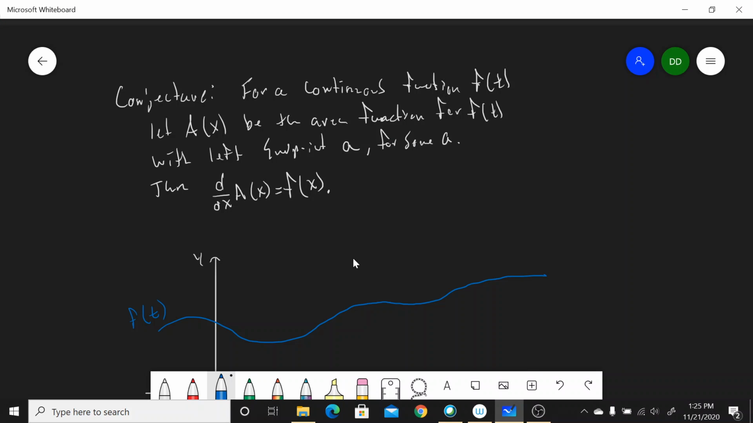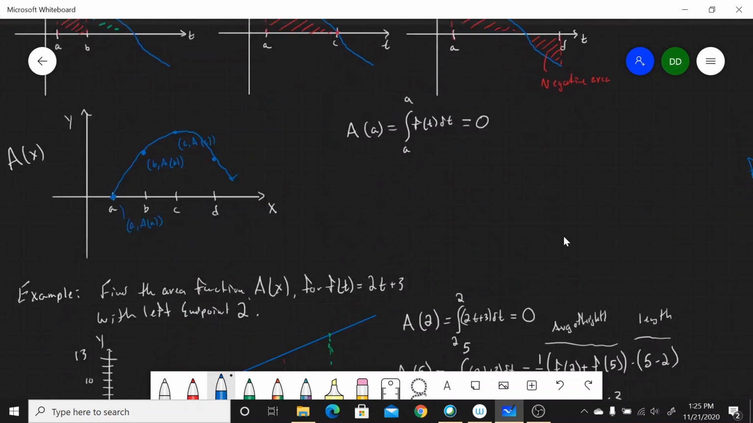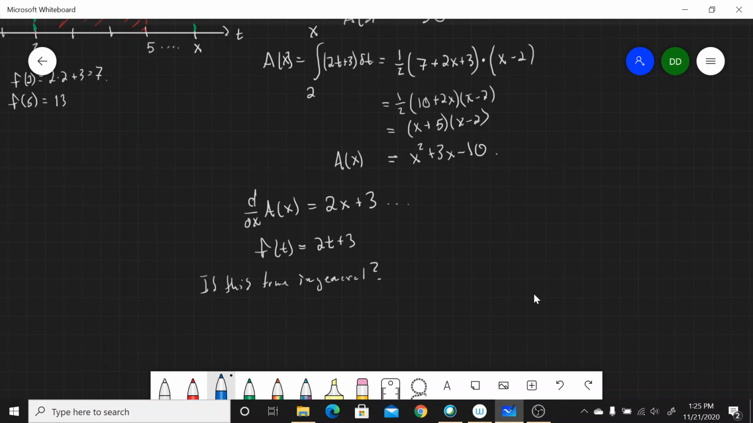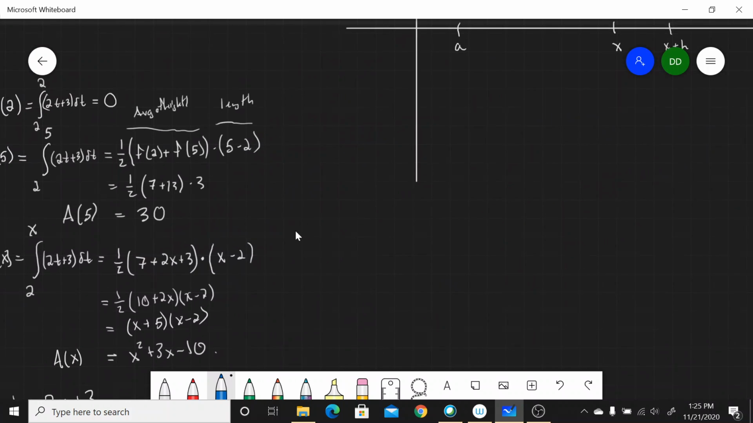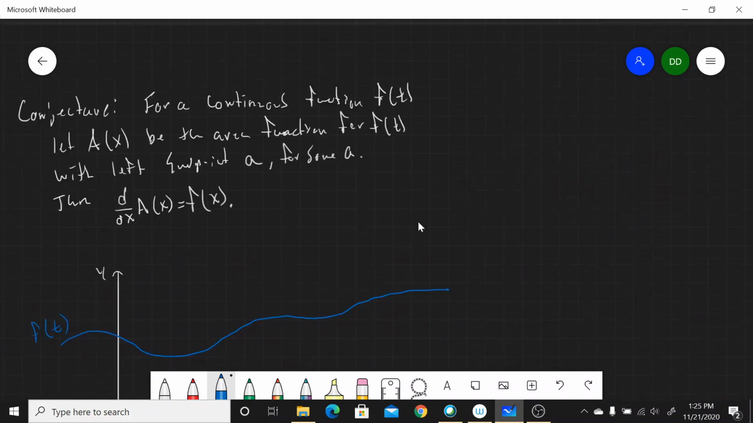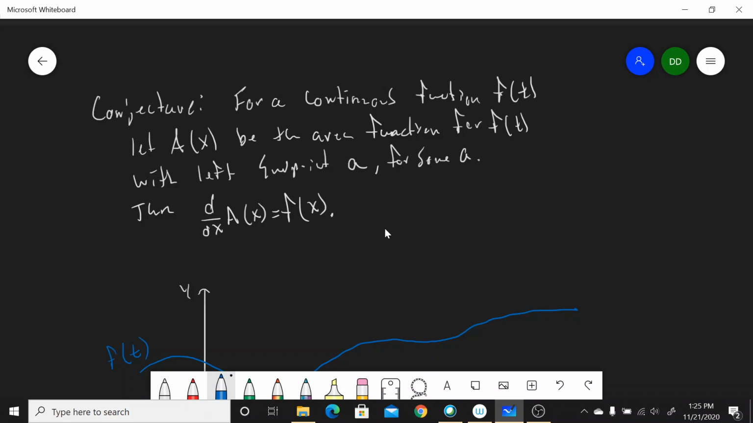All right, let's jump right back in. So we've discussed in the last video this area accumulation function and defined it for an arbitrary continuous function f of t, and we went and computed one, and we saw that the derivative of A of x ended up being f of t, or f of x, little f of x. And so here this established the following conjecture. We saw this worked for at least one function, so maybe this is a reasonable conjecture.